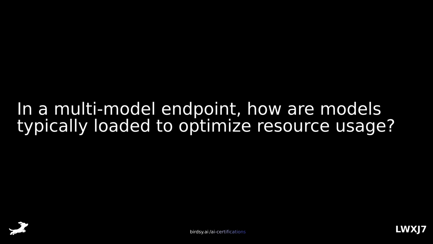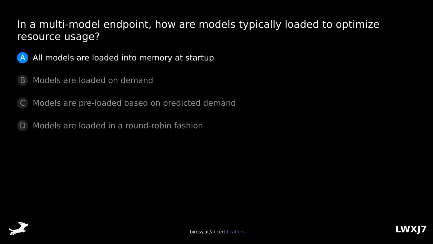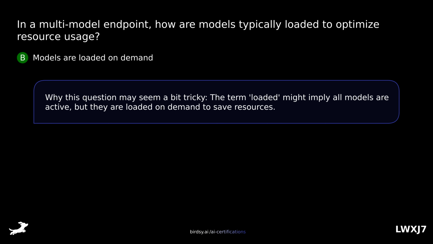In a multi-model endpoint, how are models typically loaded to optimize resource usage? Is it A, all models are loaded into memory at startup, B, models are loaded on demand, C, models are preloaded based on predicted demand, or D, models are loaded in a round-robin fashion? The answer is B, models are loaded on demand. Why this question may seem a bit tricky. The term loaded might imply all models are active, but they are loaded on demand to save resources.